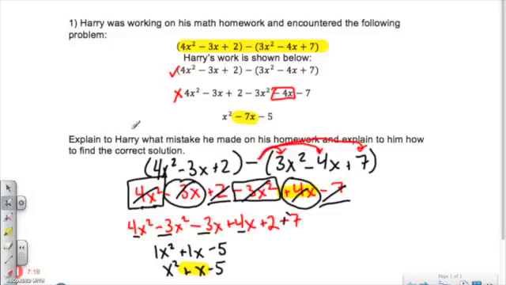So when I'm answering the question, explain to Harry where he made his mistake, you would need to write a statement saying, let's see, Harry forgot that when he multiplied his negative times a negative, he got positive 4x. Or Harry forgot to distribute the negative to the second term of the expression. Or something to that effect, to let the person that's checking your work know that you know where he messed up.